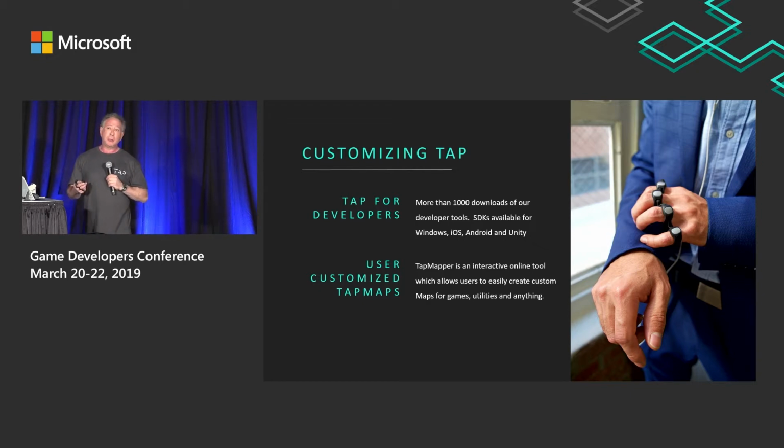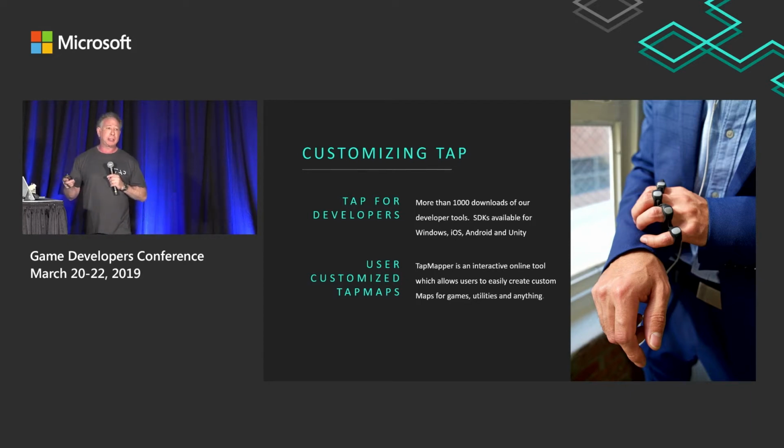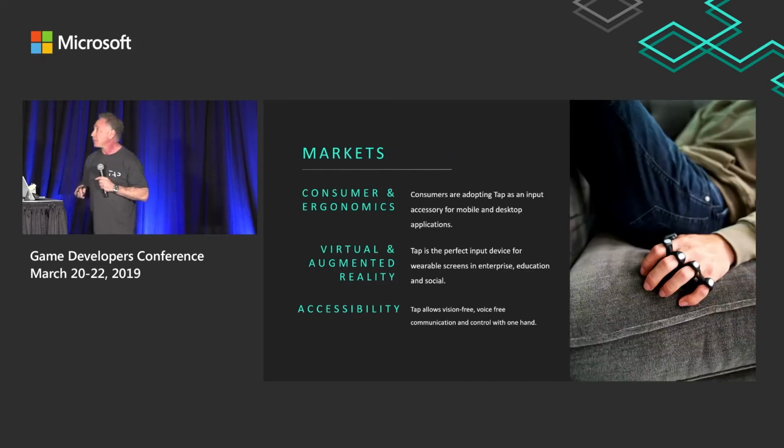For non-coders, we have an interactive tool called Tap Mapper, and it's just a point-and-click tool which allows you, in the same way that you would rebind your keyboard for a game, to create shortcuts and macros and key assignments which are useful not just for games, but for many, many other things. And our users have posted hundreds and hundreds of tap maps, which enable people to play games, to cruise through applications, and to do a lot of other really fun things.